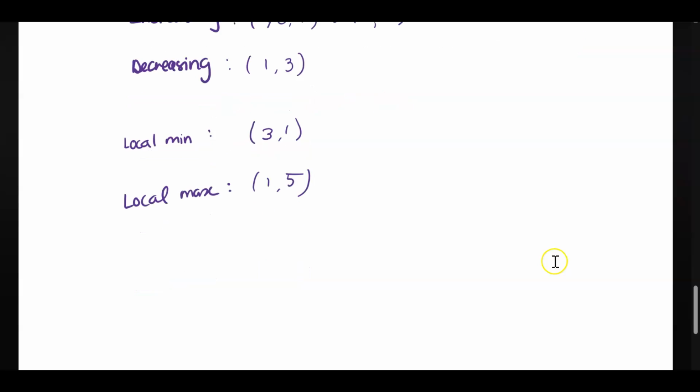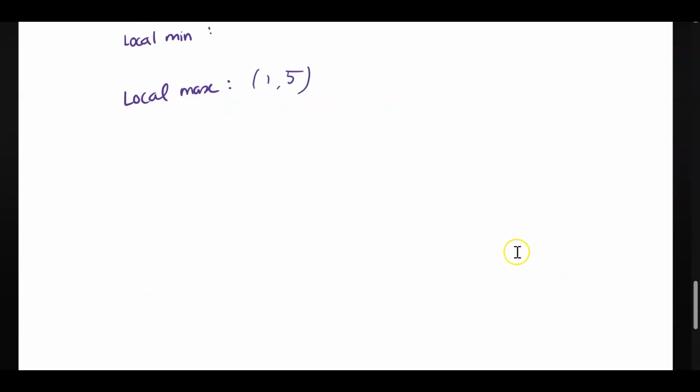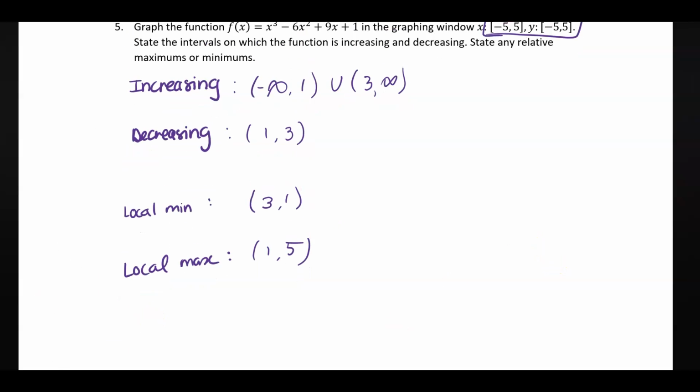Just identify based off of the graph. Okay, and that ends this section. Let me know if you have any questions.